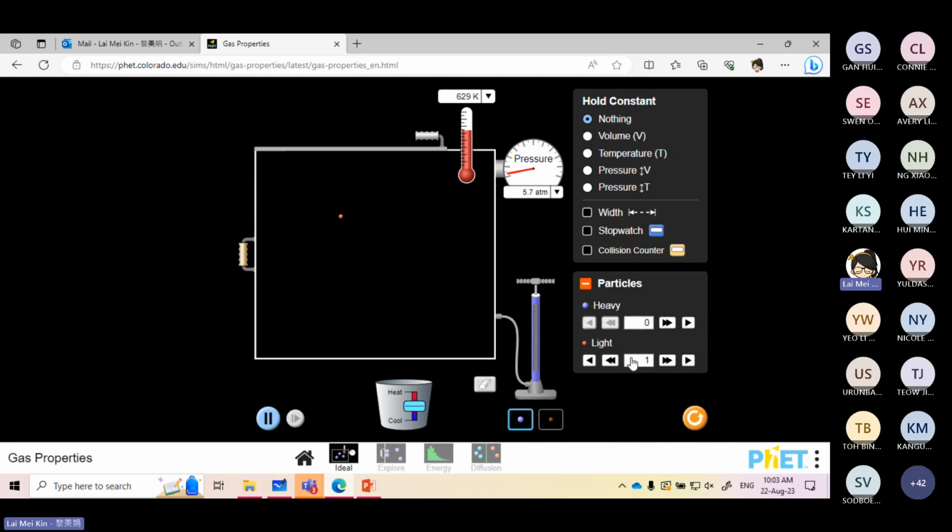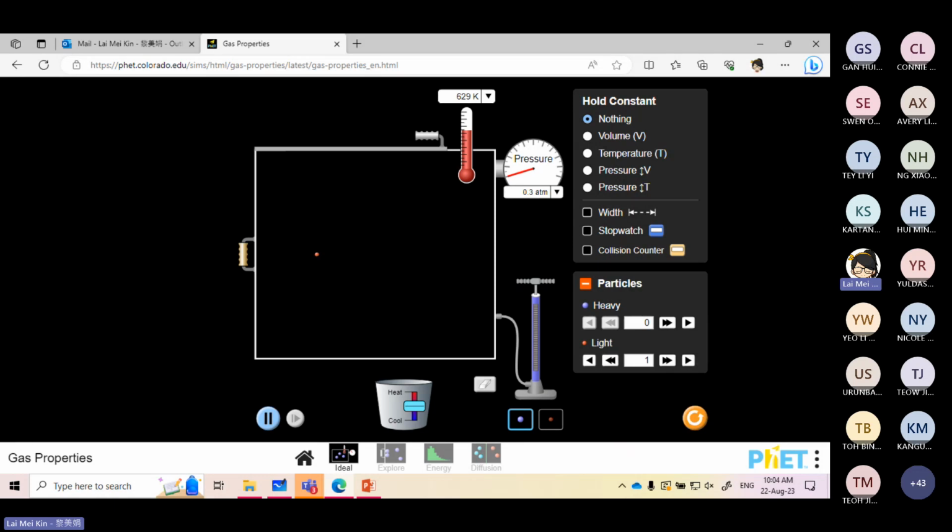Okay, let's say I pump in some gaseous molecules. Oh, before that, we're moving into something called kinetic molecular theory. With kinetic molecular theory, we are going to investigate the movement of the gas molecules, the kinetics of the molecule. Let's say I have one gas particle for you to compare with the volume.